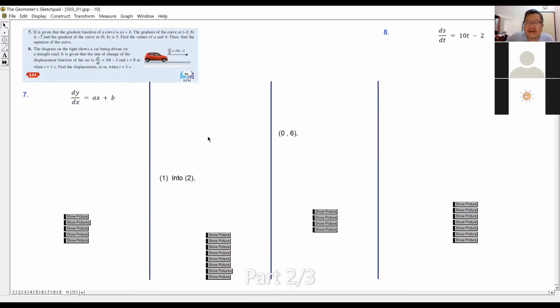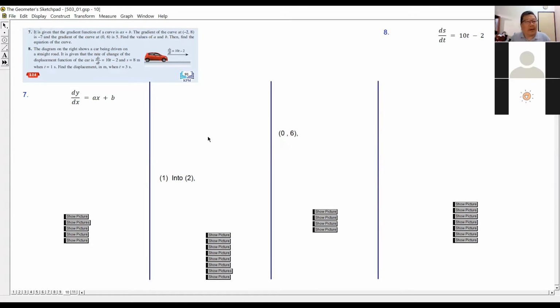You read the question number 7 and see. One of you please read. Okay, teacher. 7. It is given that the gradient function of a curve is ax plus b. The gradient of the curve at (-2, 8) is -7, and the gradient of the curve at coordinate (0, 6) is 5. Find the values of a and b, then find the equation of the curve.